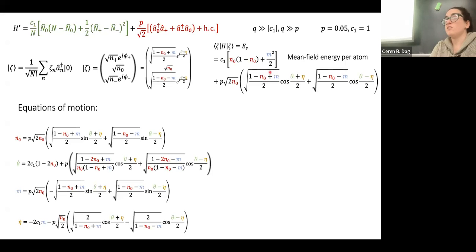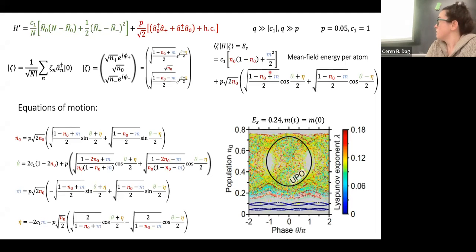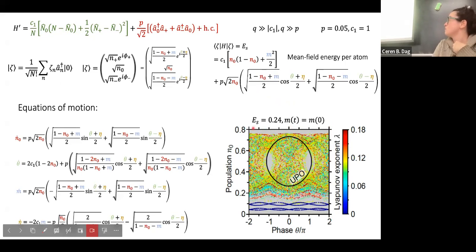To find the general solutions, we need to numerically solve these. We basically study the Poincare sections coming from here. A Poincare section gives you a look at the phase space, right? So you need to have a cut. In this particular case, we are looking at an N0-theta plane, okay? And the first thing that we realize is a mixed phase space, okay? So it's a mixed phase space.